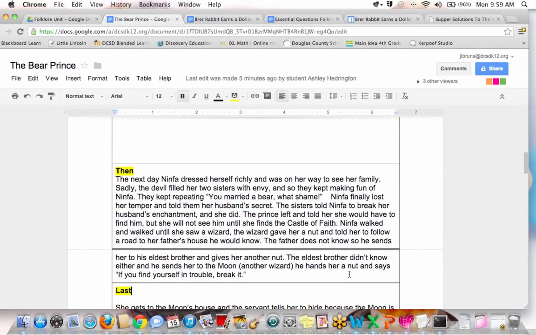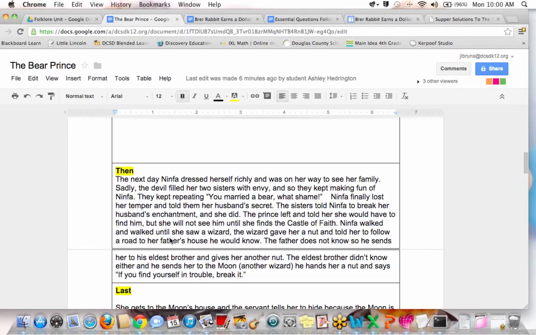The next day, Nympha dressed herself richly and was on her way to see her family. Sadly, the devil filled her 2 sisters with envy, and so they kept making fun of Nympha. They kept repeating, "You married a bear, what a shame." Nympha finally lost her temper and told them her husband's secret. The sisters told Nympha to break her husband's enchantment, and she did. The prince left and told her she would have to find him, but she will not see him until she finds the castle of faith.